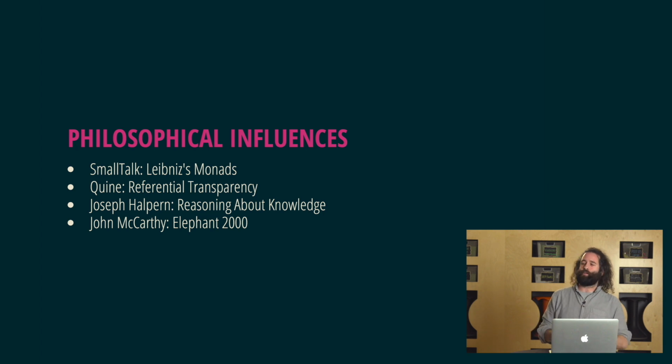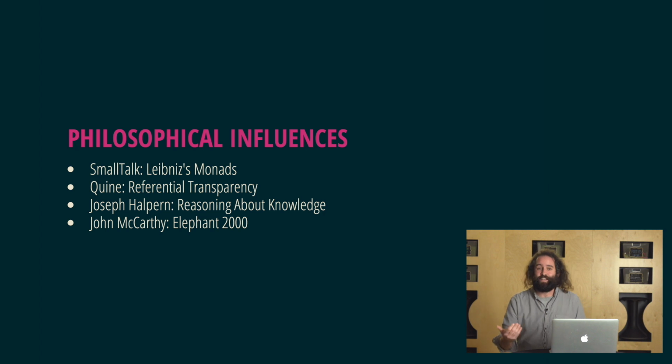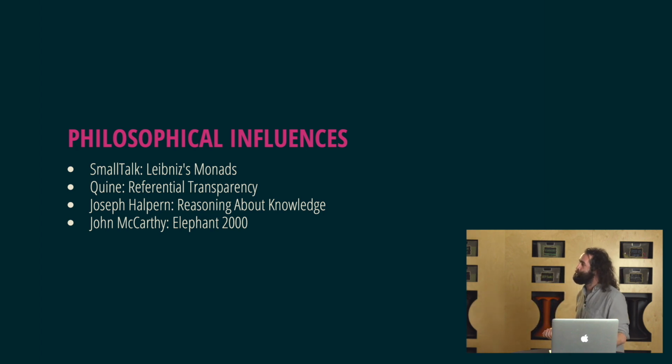Now, Leibniz's monads have nothing to do with category theory monads. I'm not going to explain them, but this connection might help us understand what objects should be more. We use the term referential transparency.